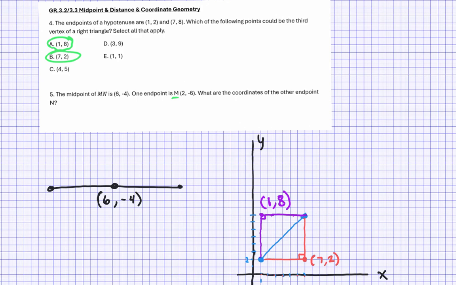One end point is M, and that's at 2, -6. And then there's another point N, and we need to find its coordinates. So to do that, we're going to have to say, hey, how do I change my x's? So my x's go from 2 to 6. So they increase, so it was adding. From 2 to 6, I added 4. Well, adding 4 gets you to the midpoint, right? So then do the same thing. It gets you halfway there, so do it again. Add 4 more.